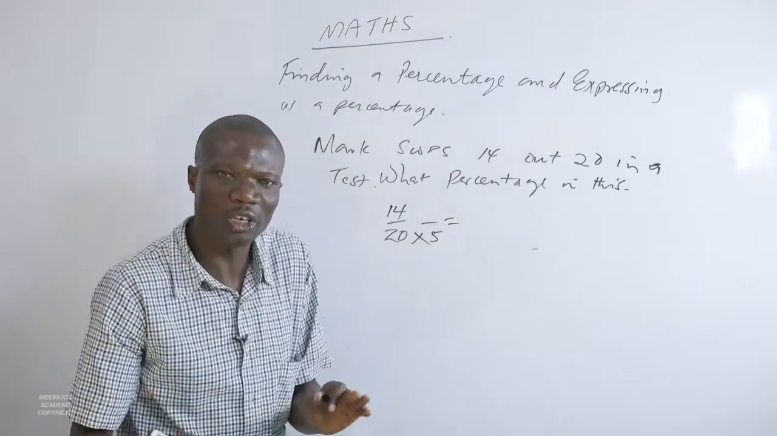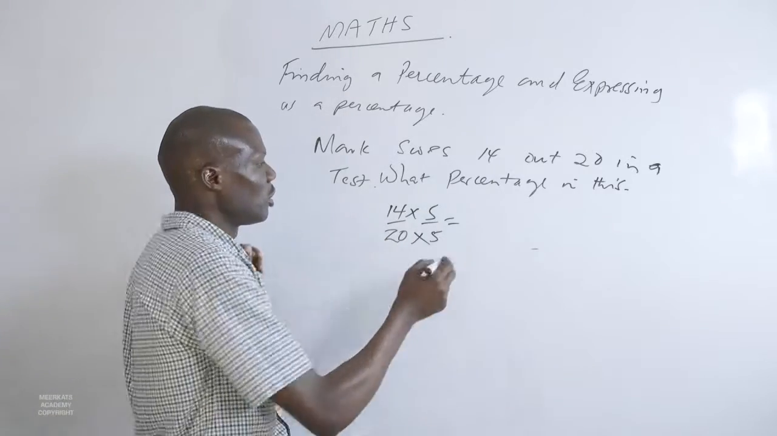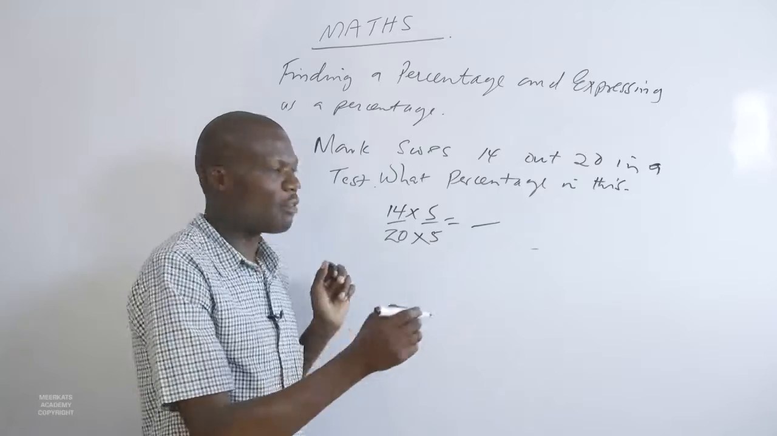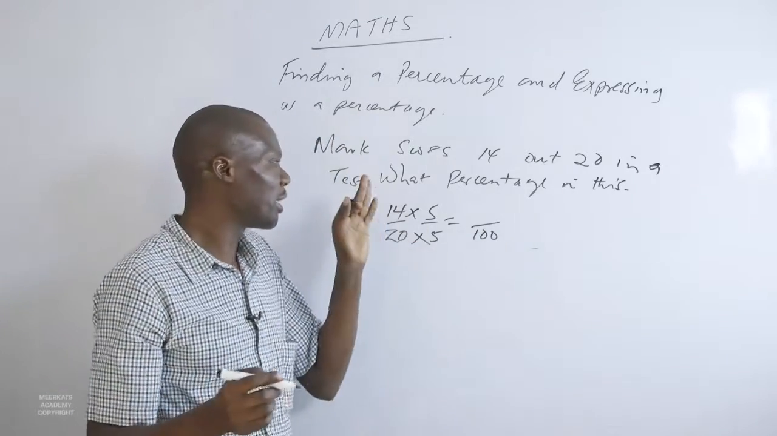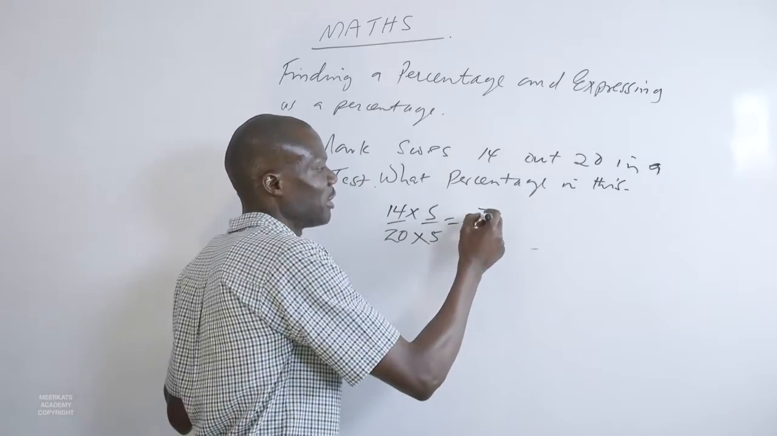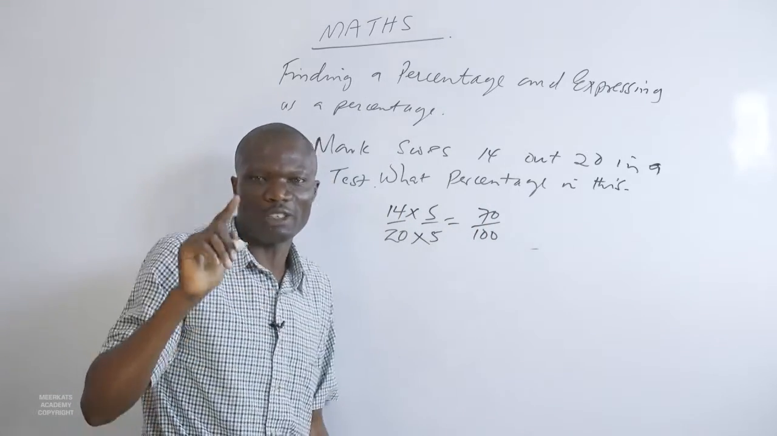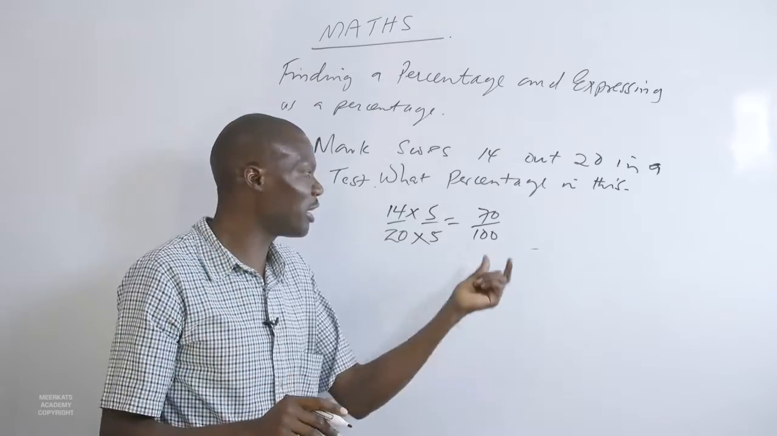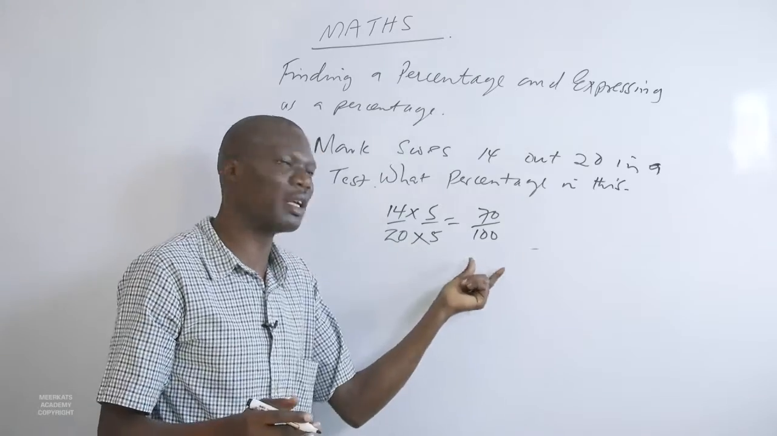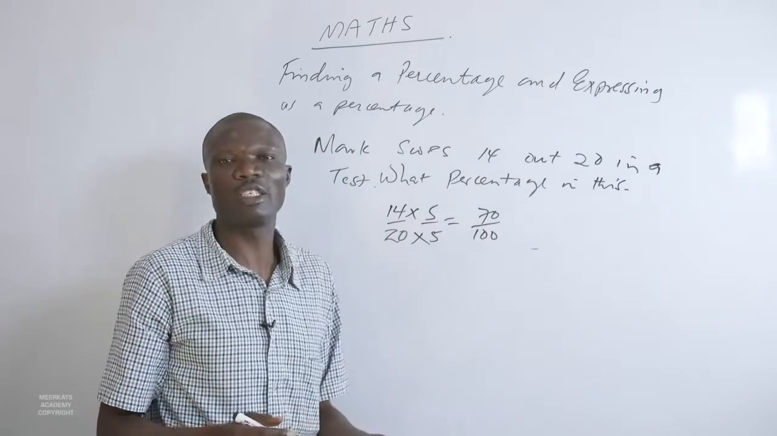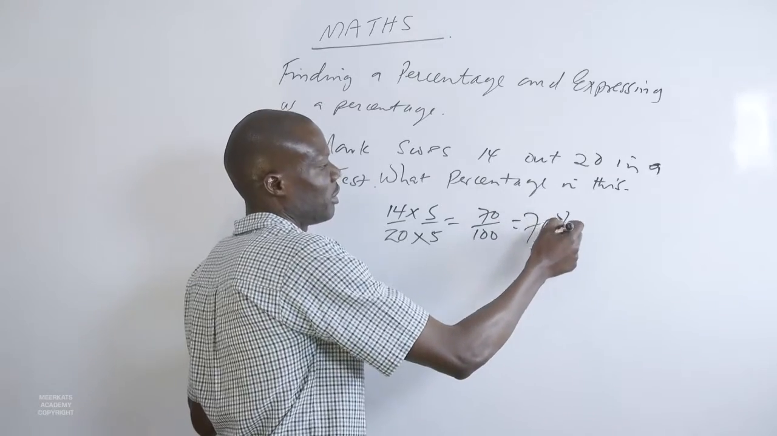What happens to the denominator also happens to the numerator. So 20 times 5 is 100, and 14 times 5 is 70. For any fraction with the denominator as 100, the numerator is already giving us the percentage. So if the denominator is 100, definitely 70 represents our percentage, which is 70%.